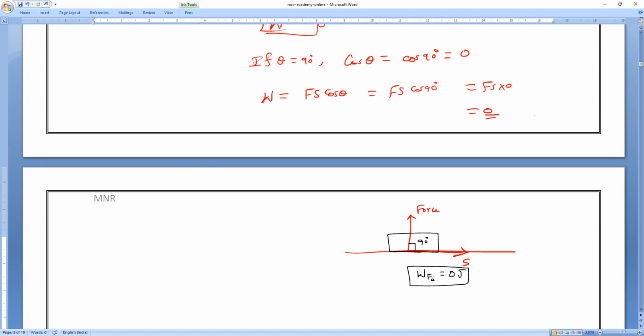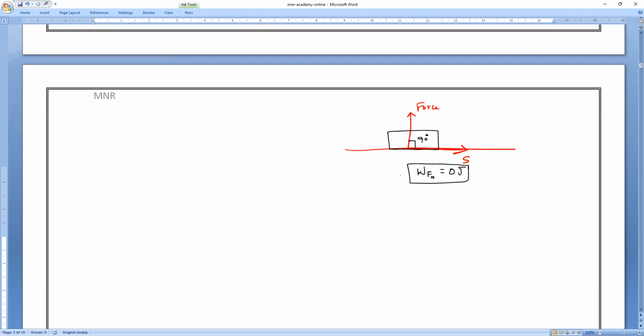Another definition is also very important: work done is zero if either the force or the displacement is 0. Any one of them, or both, is 0.